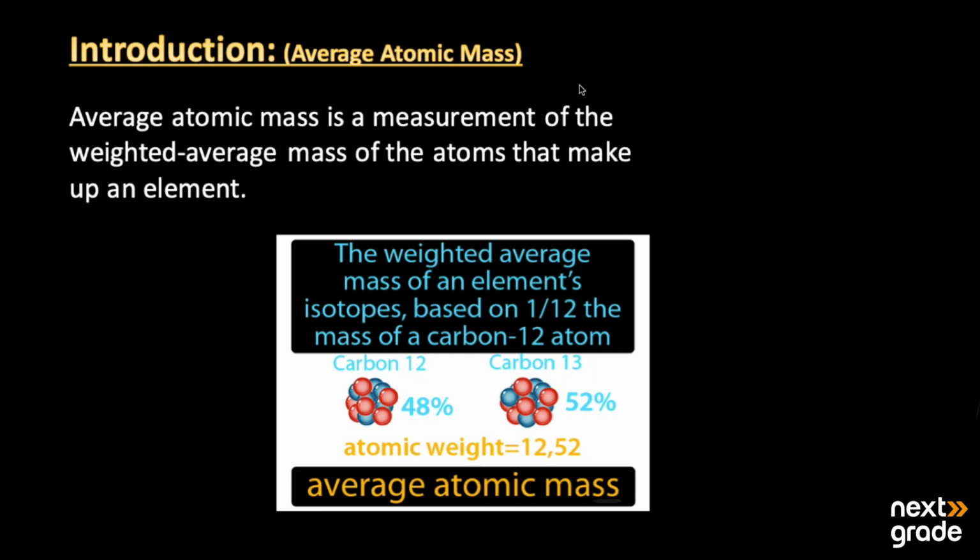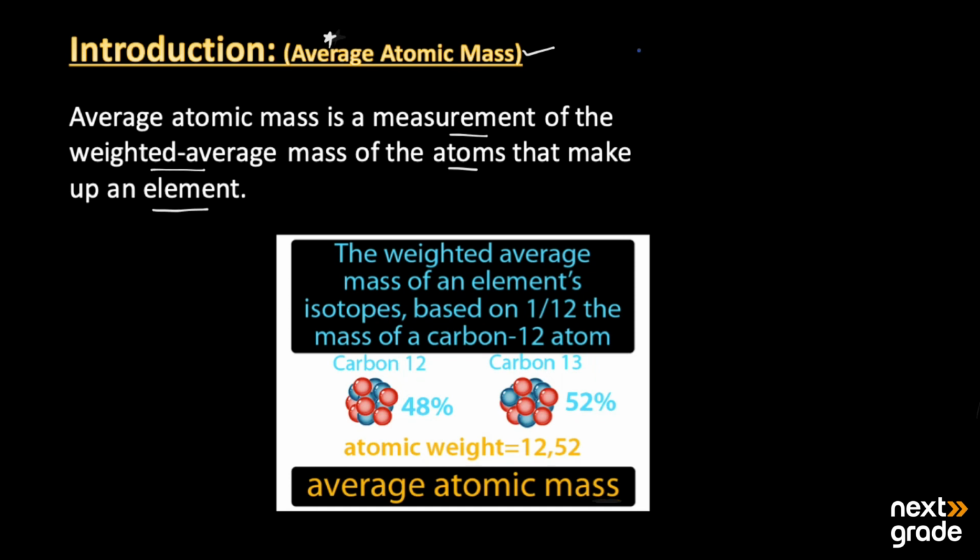So, in our today's video, we are going to discuss the average atomic mass. Now, average atomic mass, the word average over there is basically showing that we have to take the average of atomic masses. By definition, average atomic mass is mainly the measurement of the average weight or the average mass of the atoms that are going to make up the element.